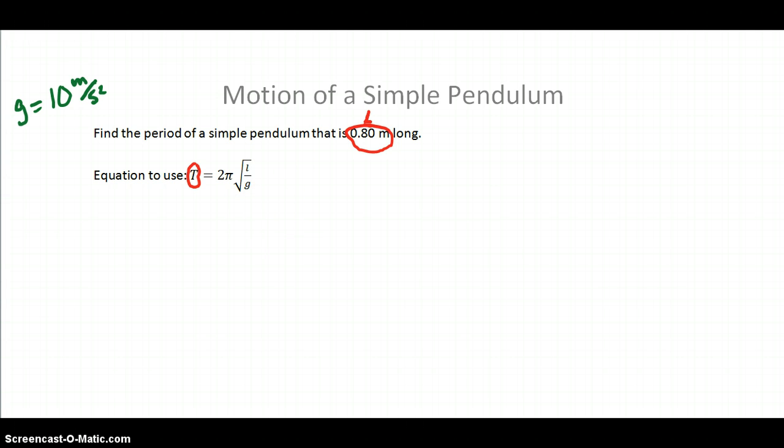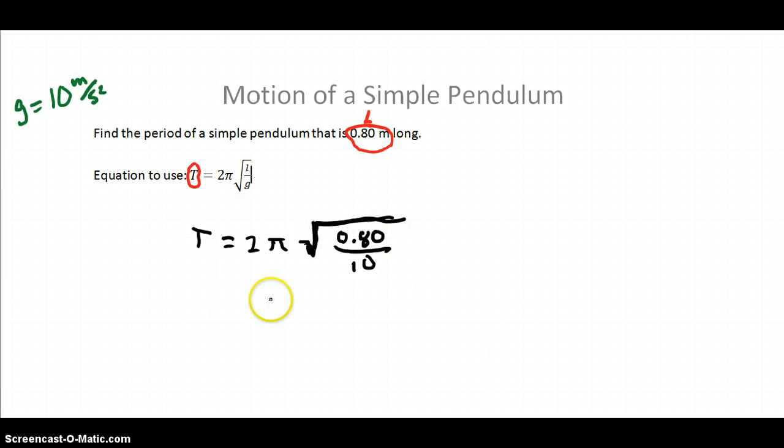Okay, so let's begin to solve for this problem. Like I said, it's a pretty easy problem. So the period is equal to 2 pi times the square root of the length, which is 0.80, divided by gravity, which is 10.